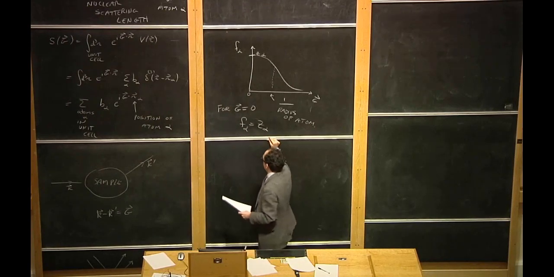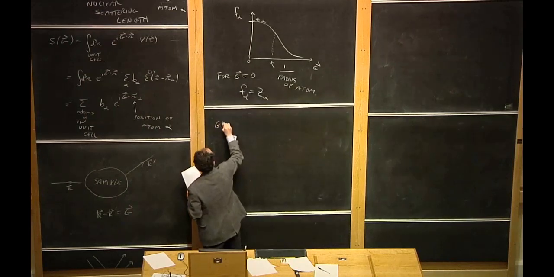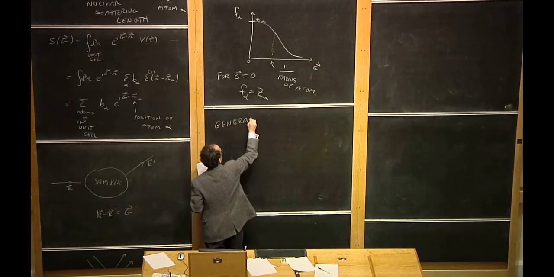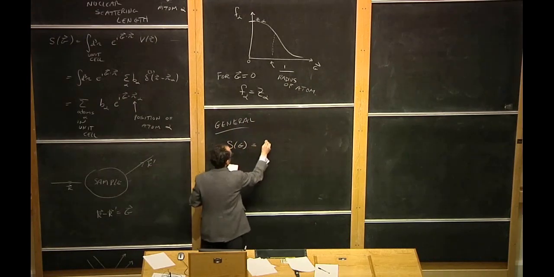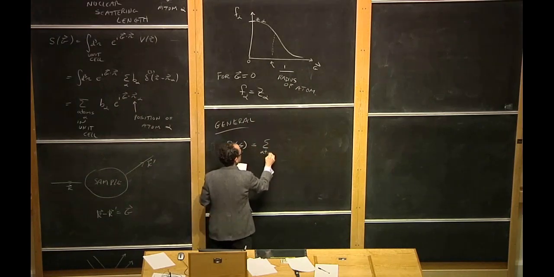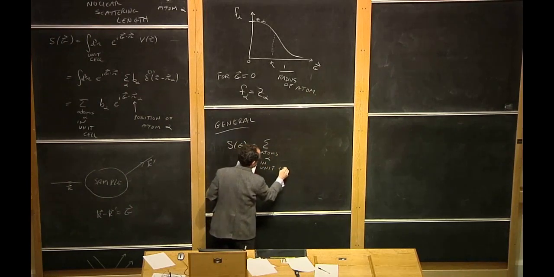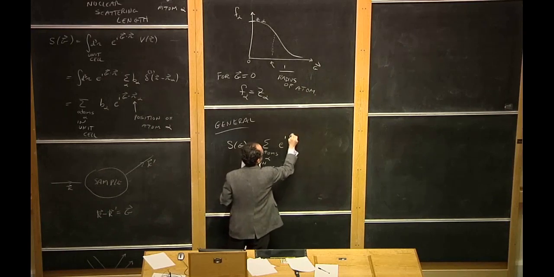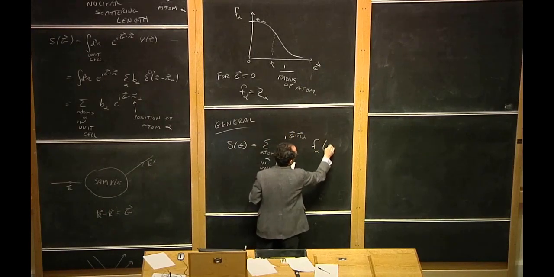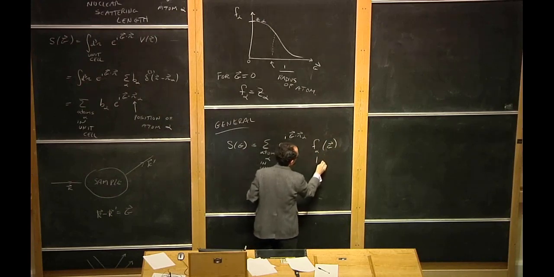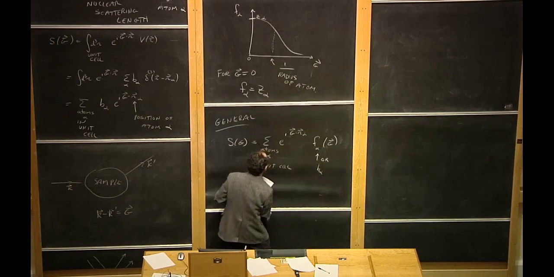So generally, whether we're talking about X-rays or neutrons, we'll always have S of g of the following form: sum over atoms alpha in unit cell, e to the i g dot r alpha, and then I'll write it as f of g, or b sub alpha if we're talking about neutrons.